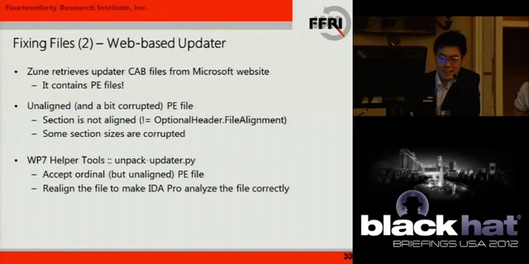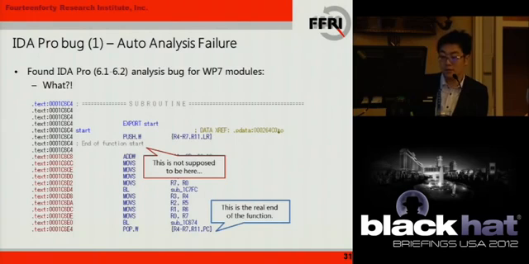Talking of correctness, we need to care about the version of IDA Pro, because earlier versions of IDA Pro had an analysis issue with Windows Phone 7 modules. Well, looking at the disassembly, it's very clear. The function ends at the first instruction. This is not supposed to happen. It's not good.